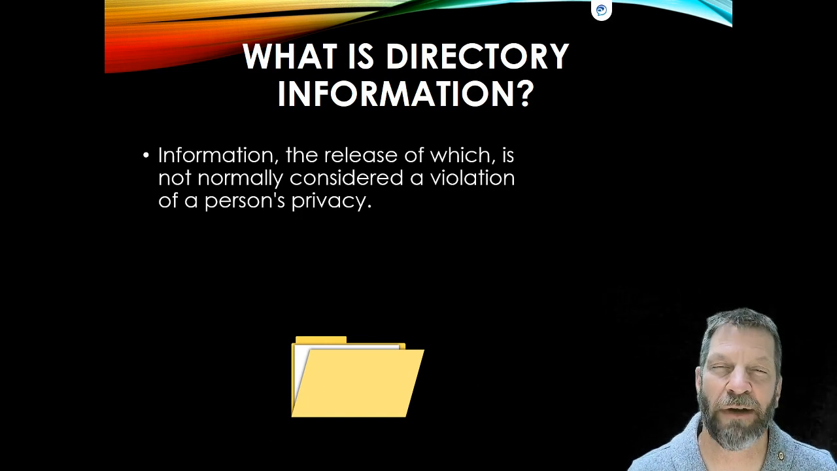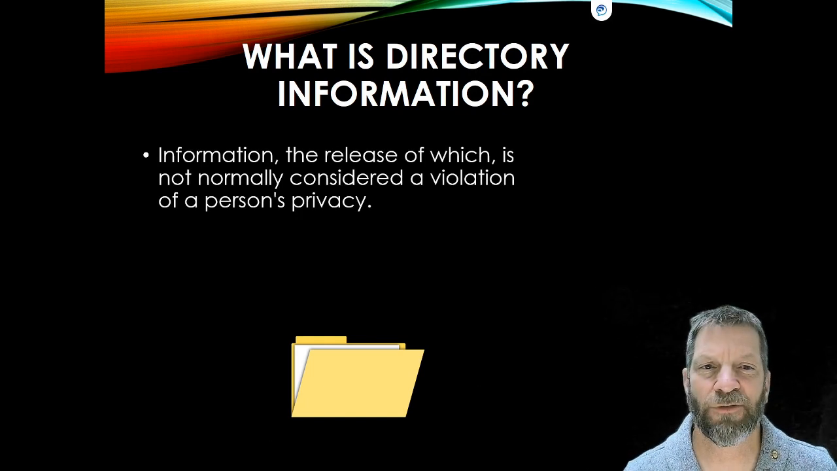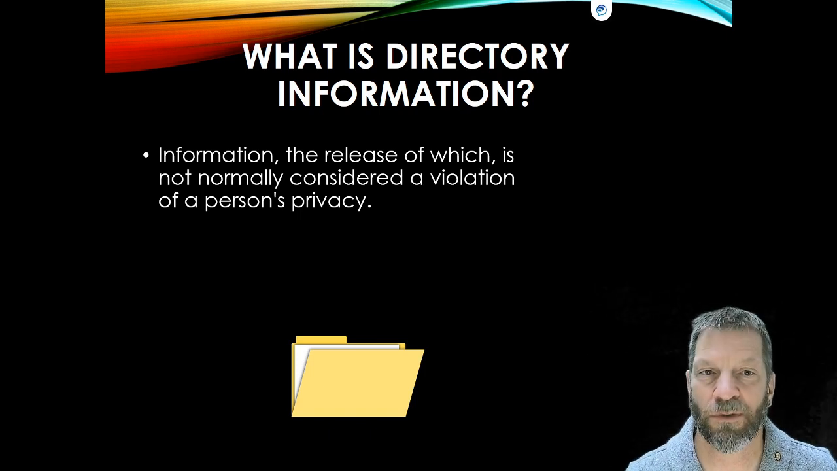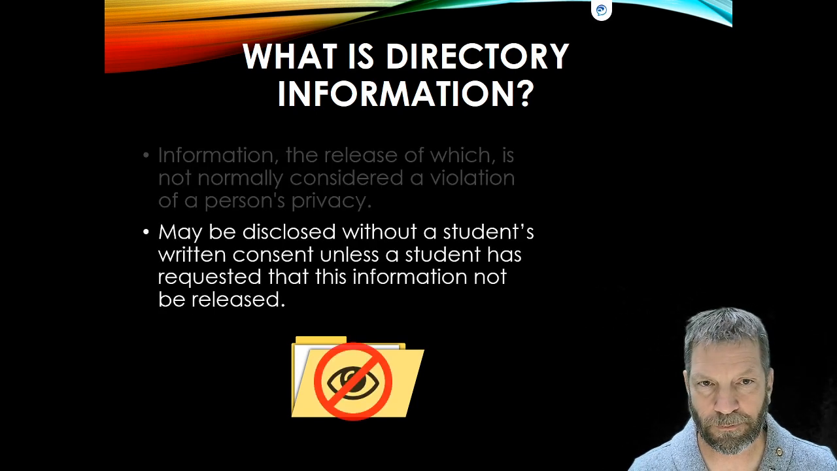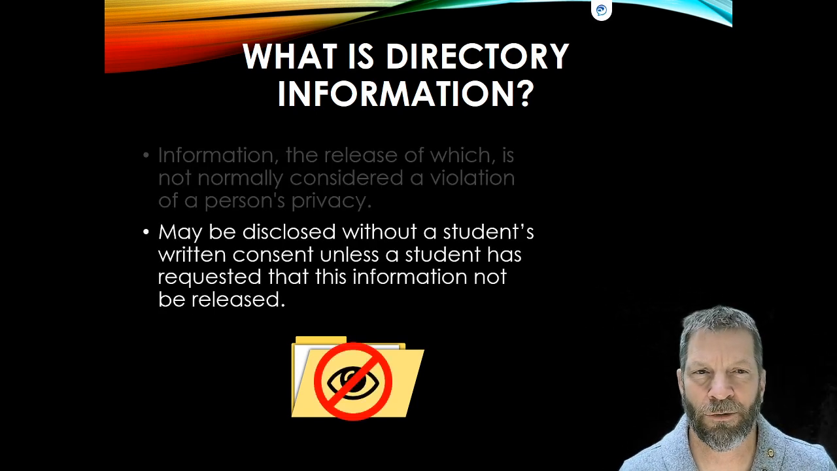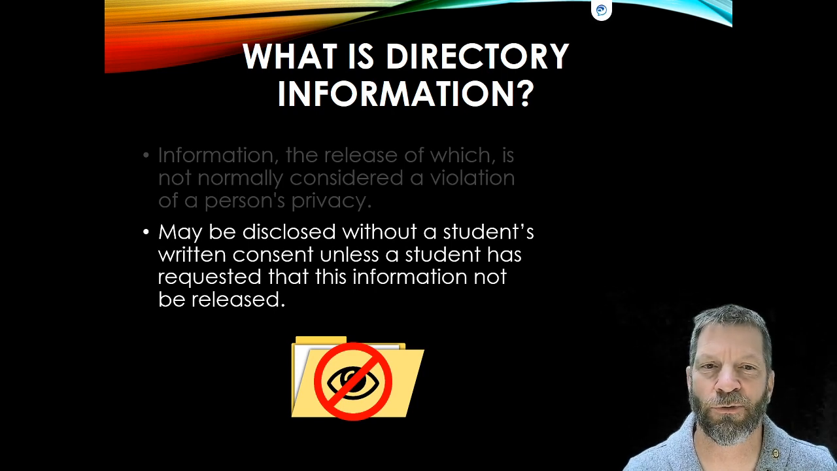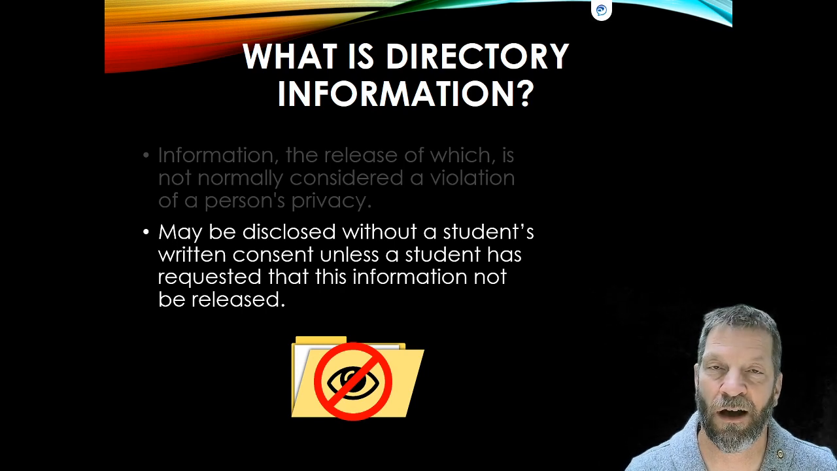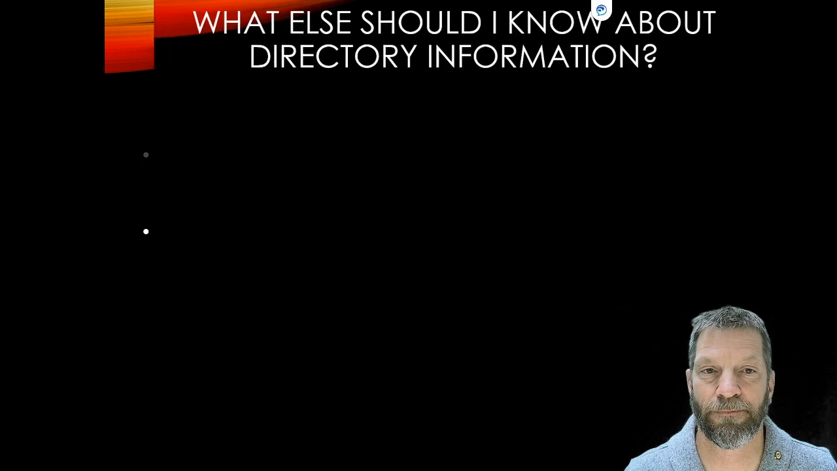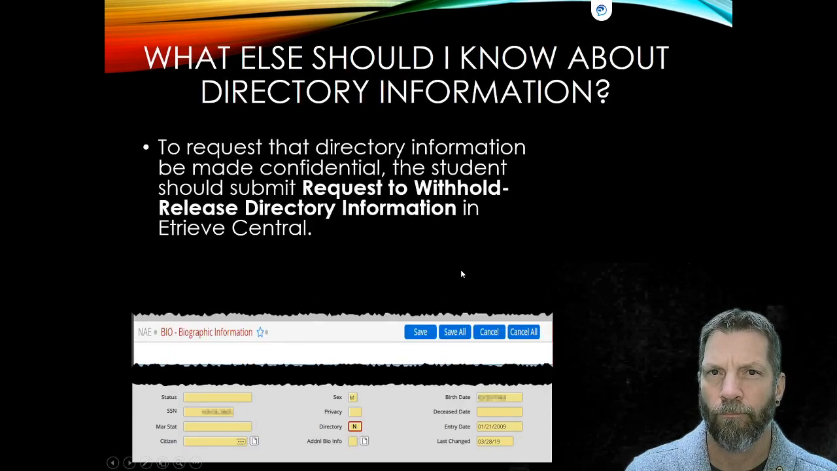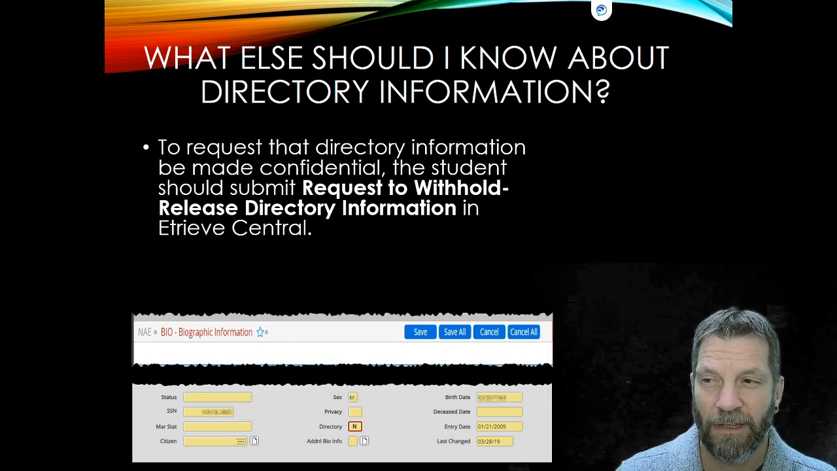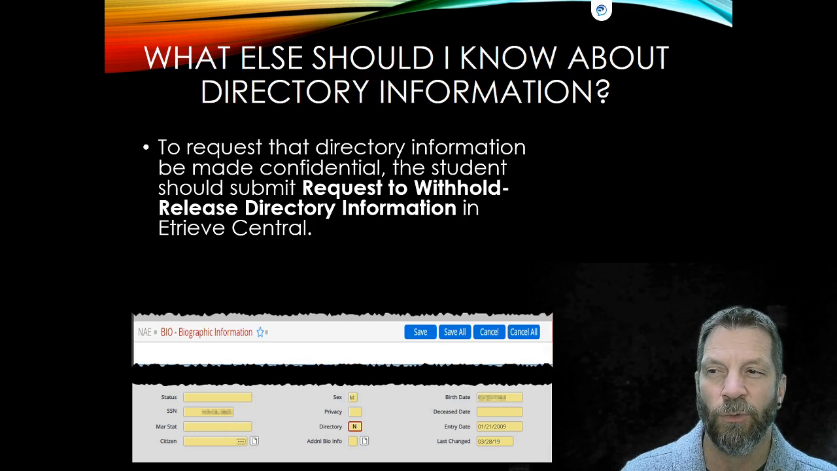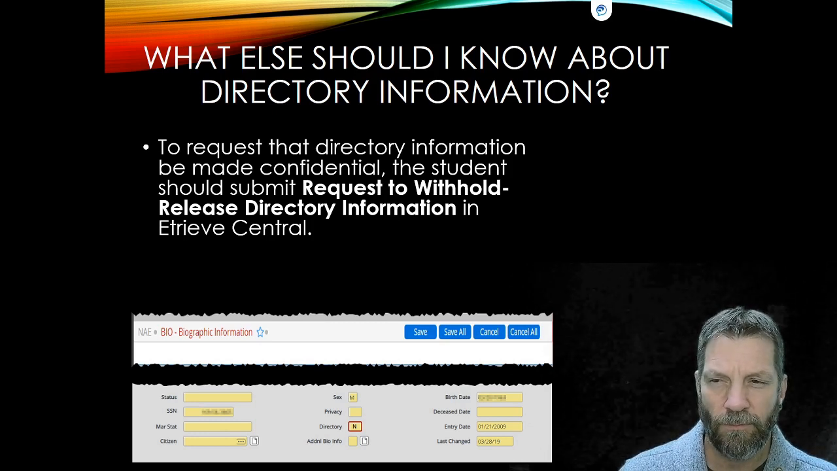So what is directory information that I mentioned earlier? Directory information is information that, if released, will not normally be considered a violation of the person's privacy. Directory information may be disclosed without a student's written consent unless a student has requested that this information not be released. So what else should I know about directory information? Well, to request that directory information be made confidential, the student must submit a request to withhold release of directory information.